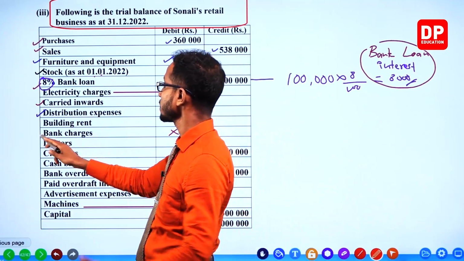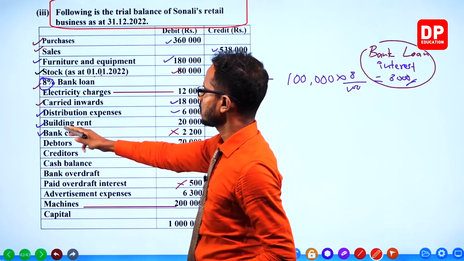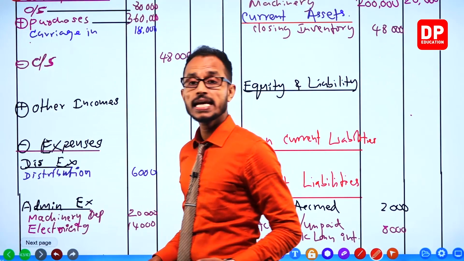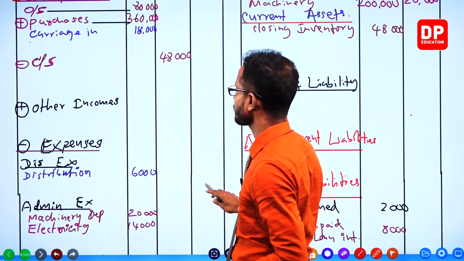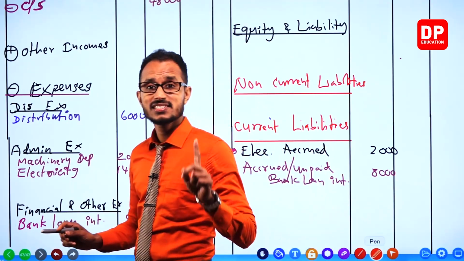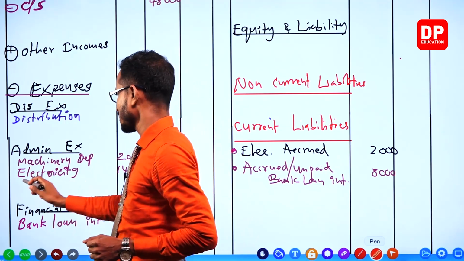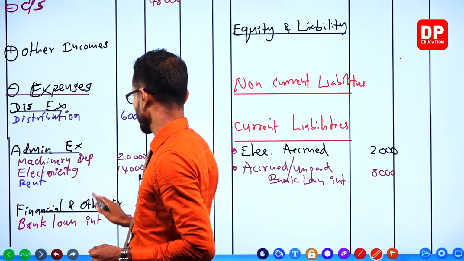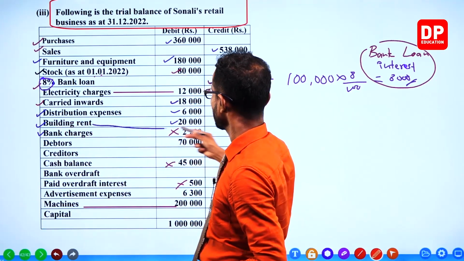Building rent. Bank charges we didn't. Building rent 20,000. You put that first. Building rent, it's an expense, no? Rent is an expense. You put that. But under which category? Yeah, admin category. Building rent, 20,000.